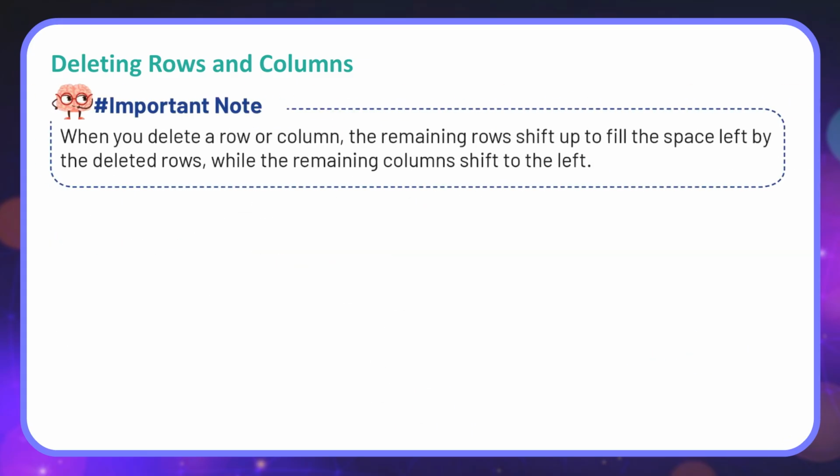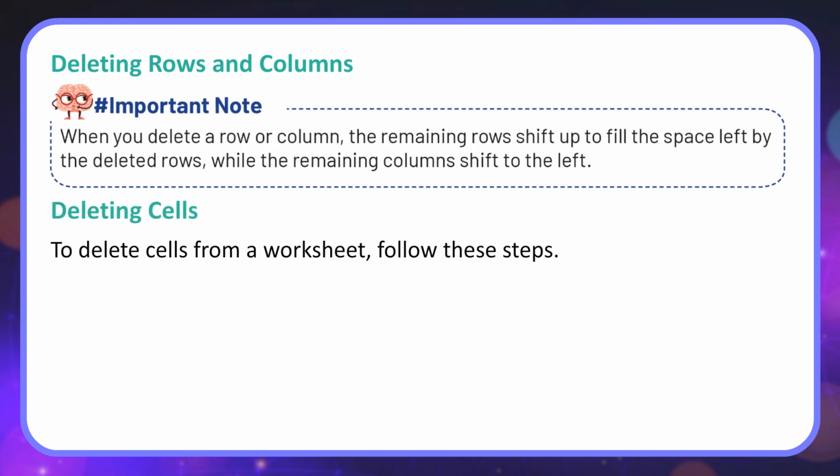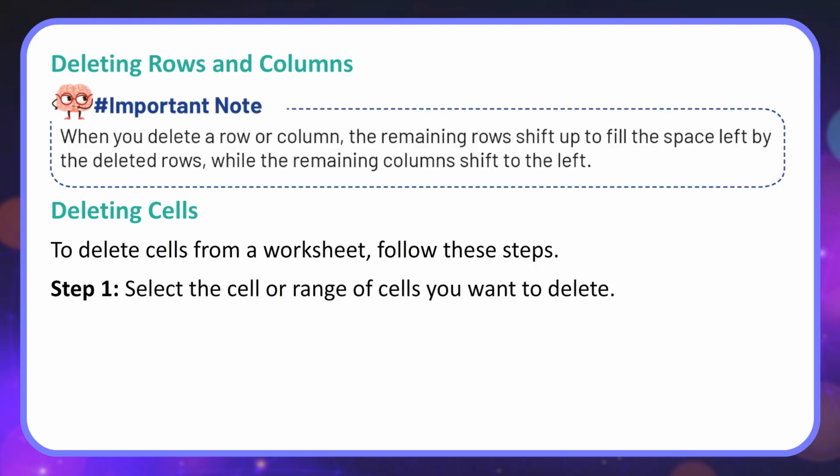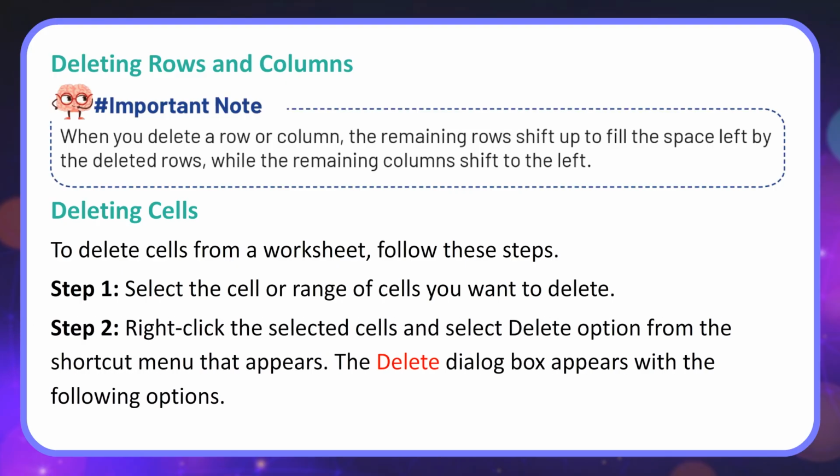Important note. When you delete a row or column, the remaining rows shift up to fill the space left by the deleted rows, while the remaining columns shift to the left. Deleting cells. To delete cells from a worksheet, follow these steps. Step 1. Select the cell or range of cells you want to delete. Step 2. Right-click the selected cells and select Delete option from the shortcut menu that appears.